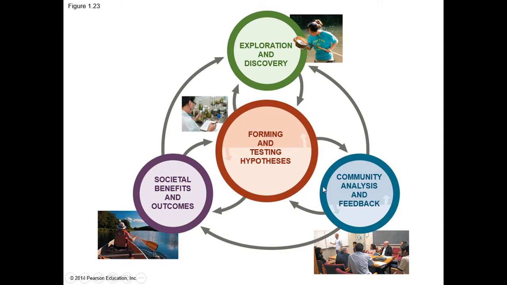Once we revise our hypotheses, we can go back to experimentation, exploration, and discovery and perform more experiments, get more data, get more information, and learn, do more research to find out more about the natural world. And the other thing that we can do as a result of experimentation and finding out more information about the natural world is we can share the information with society, and society can benefit from that information.